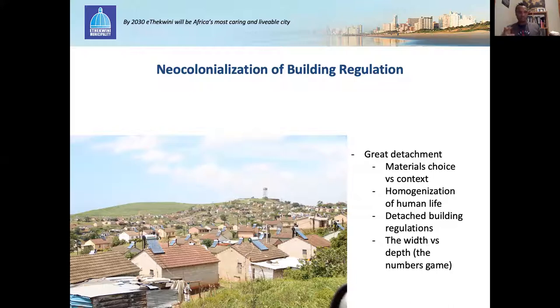So there's this homogenization again of human life, particularly with low-income communities that aren't able to make those choices, because a lot of low-income communities have demonstrated their ability to make material choices way better than the state can make. But they are completely detached from making those kinds of choices, and those choices are made by the state. The building regulations themselves are very detached from context, and they are very neo-colonial.